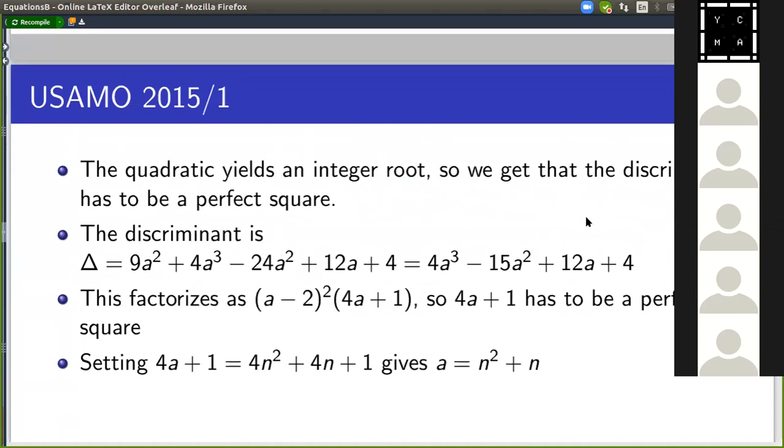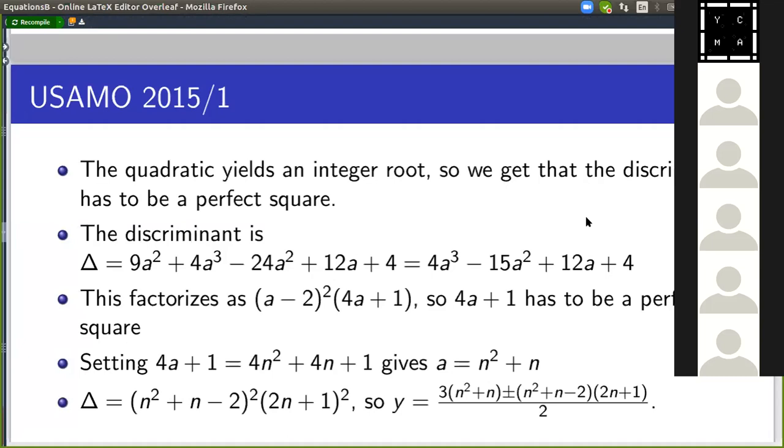So now let's plug it back into our expression for delta. We get delta is equal to (n squared plus n minus 2) squared times (2n plus 1) squared. So now when we plug it back into the quadratic formula, we get (3n squared plus n plus or minus the square root of delta) over 2. And the square root of delta is an integer because we made it an integer.